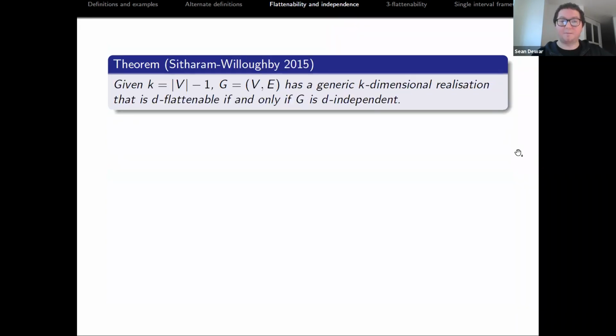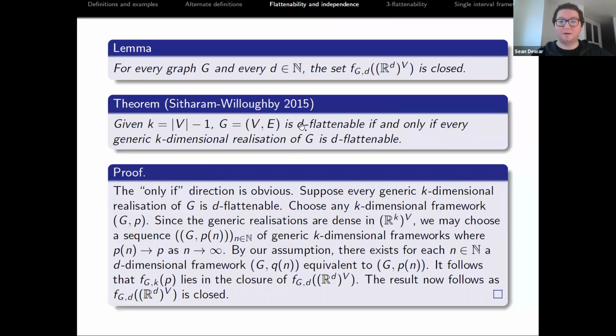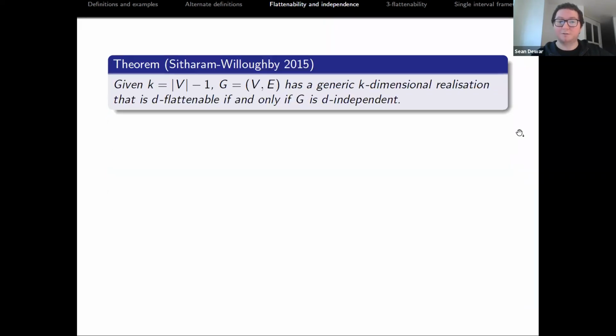Right. So we've just said that it's going to be deflattenable if and only if every generic k-dimensional realization is deflattenable. So what happens if we just have one? If there is a generic k-dimensional realization that's deflattenable, then the graph has to be d-independent. So this is just saying that G has one generic k-dimensional realization that's deflattenable.